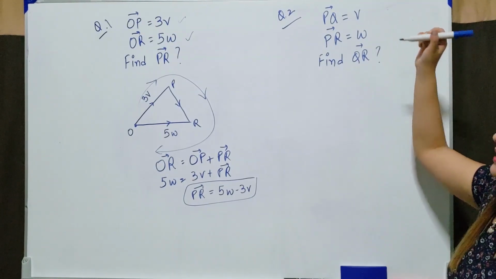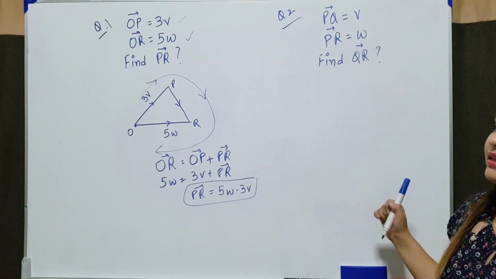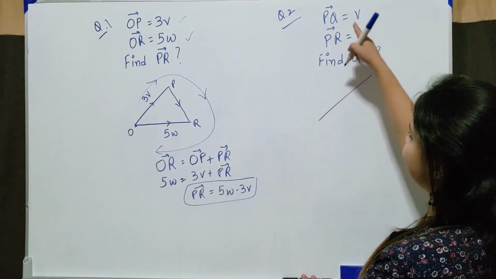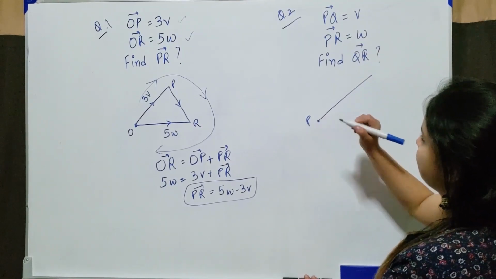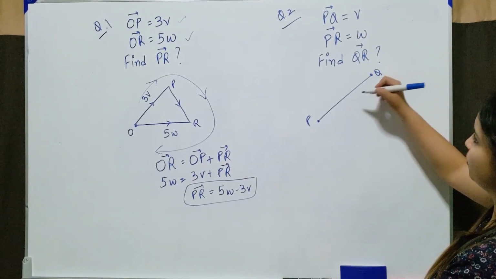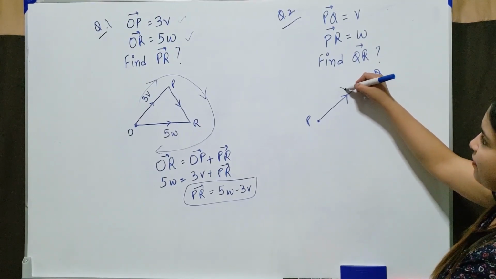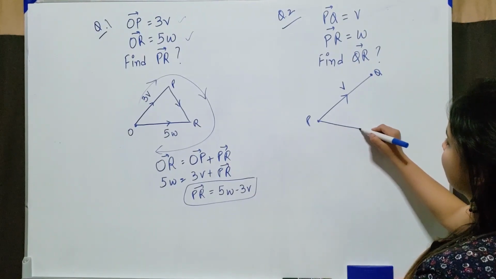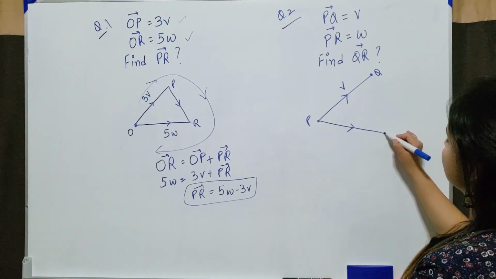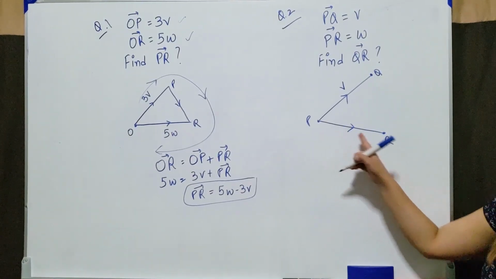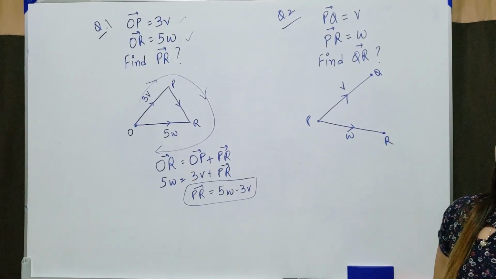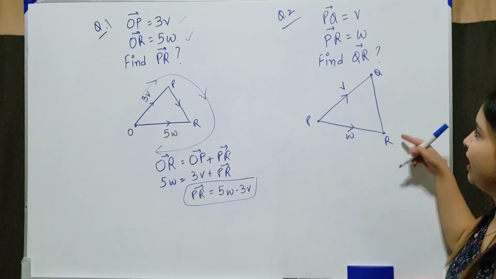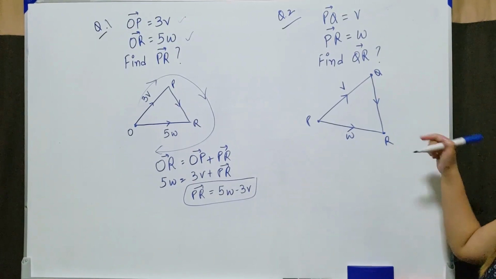My second question says PQ is V, PR is W. Find QR. First, draw these two vectors. Suppose this is my P, this is my Q. PQ is V. First draw PQ. Then I can take any direction and make PR. Suppose this is my R. PR is W. The question is find QR. So first join Q to R. The direction should be from Q to R.